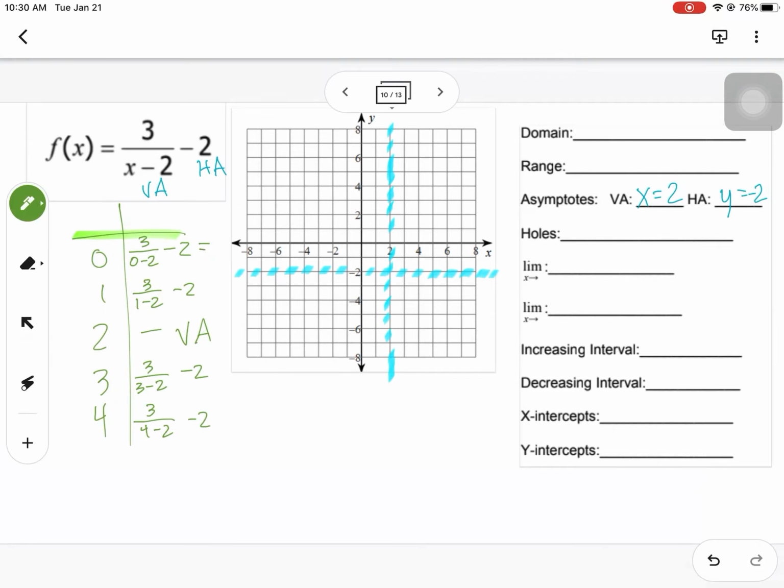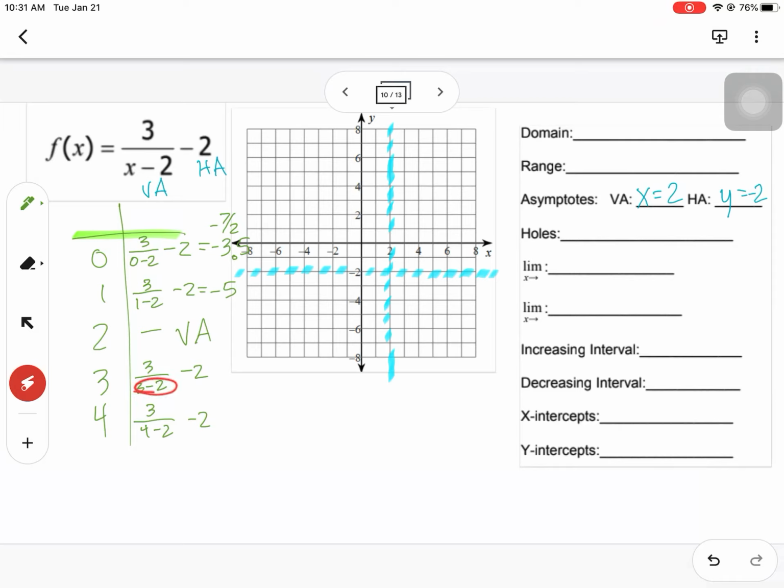So in this first one, 0 minus 2 is negative 2. So I'm really doing 3 over negative 2, which is negative 1.5 or negative 3 over 2. You can keep it as a fraction or a decimal. And then when I subtract 2, I get negative 3.5. Or again, you can keep it as negative 7 over 2, whatever makes the most sense to you. For the next one, 1 minus 2 is negative 1. 3 over negative 1 is negative 3, and negative 3 minus 2 is negative 5.